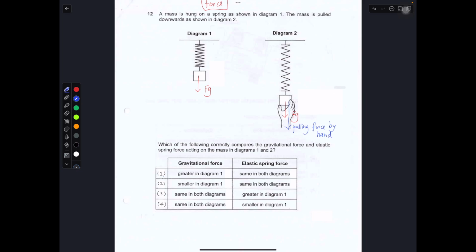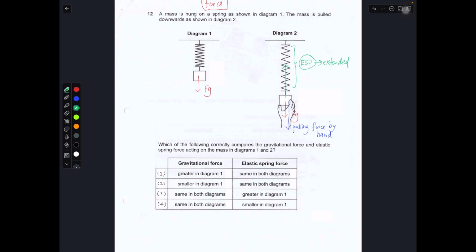Okay, so the spring, right, in this case, it is being extended longer. So when it's extended longer, there is elastic spring force exerted by the spring on the mass. Okay, there will be elastic spring force because the spring is extended in this case. So the elastic spring force will be somewhat in this manner because it's extended longer and it will be in an upward direction.